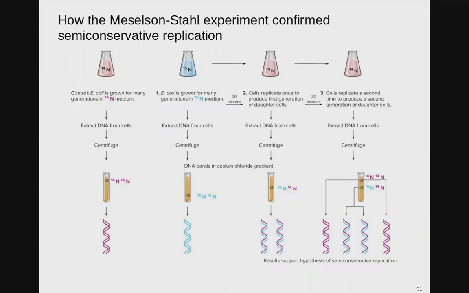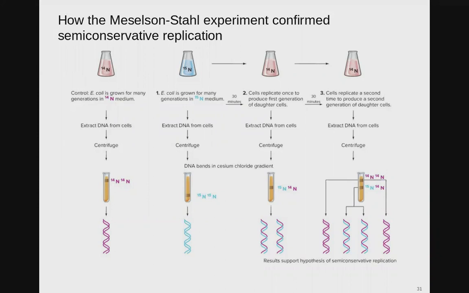So they took these cells after 30 minutes. They allow them to replicate not just once, they saw it here, but replicate a second time. They extracted the DNA, they centrifuged it, and they found two distinct bands. One that was 14N, 14N, one that was 15N, 14N, which implies the model of semi-conservative replication.